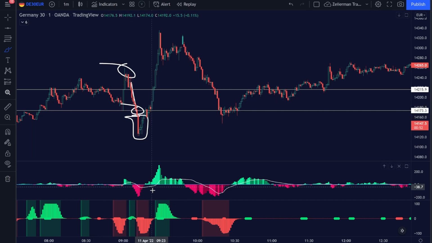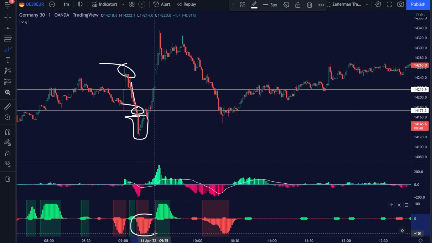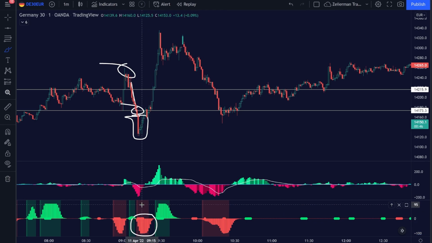And if we look at the bell curves, we have a huge and nicely formed bell curve. And this is telling me, hey, look for long entries. Look for long entries. We have the bell curve and we have this huge liquidity candle under the daily open low.